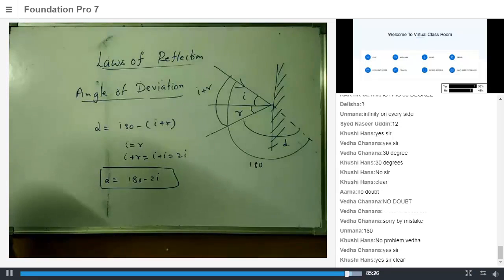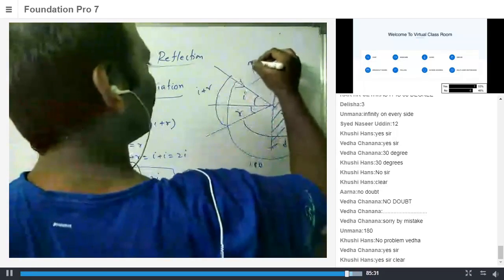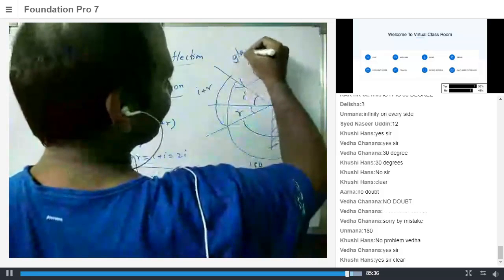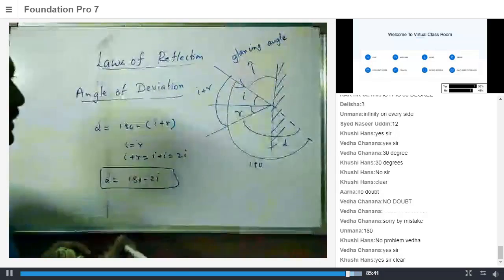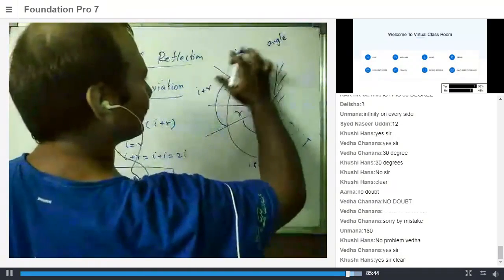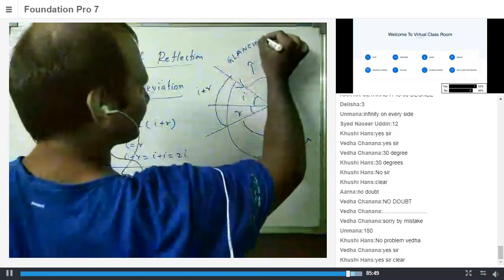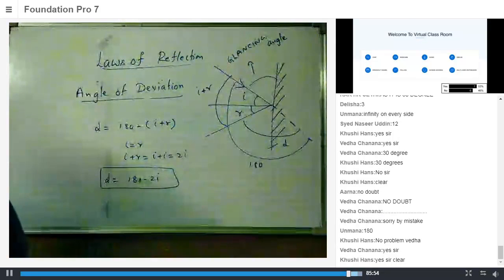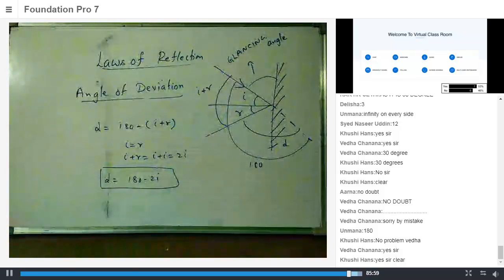So I'm adding one more thing which I would not define. You define it on your own. This part is called the glancing angle. I'll write it in all caps. So why is it called glancing angle? Because it is the angle between the surface and the incident ray. Okay? Yes, sir. It's just a name given to it.